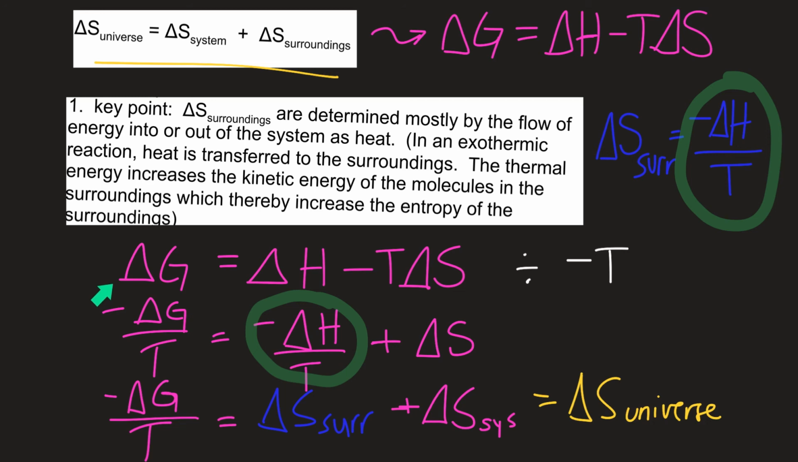If delta G is negative, you have a spontaneous or thermodynamically favorable reaction. When delta G is positive, it is non-spontaneous in the direction written. It's going to be spontaneous in the opposite direction. And when delta G is 0, your process is at equilibrium.